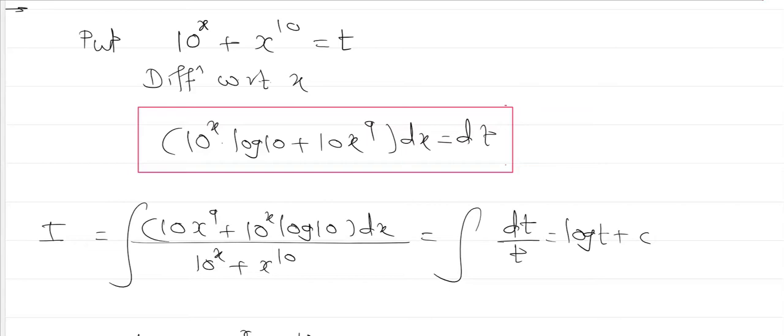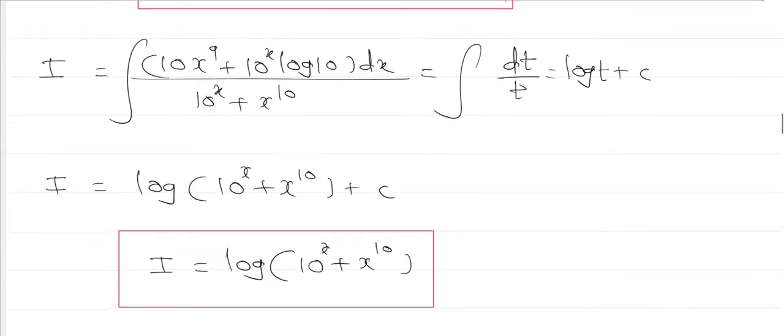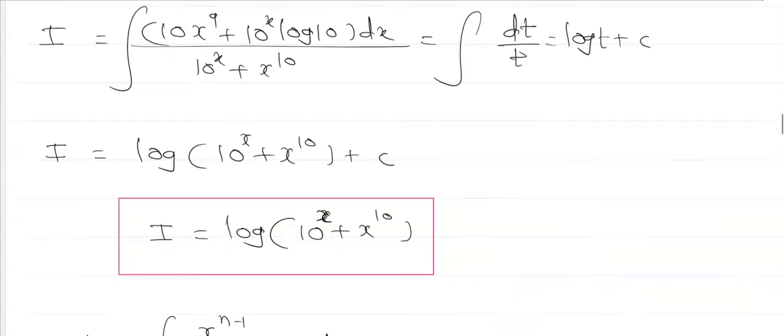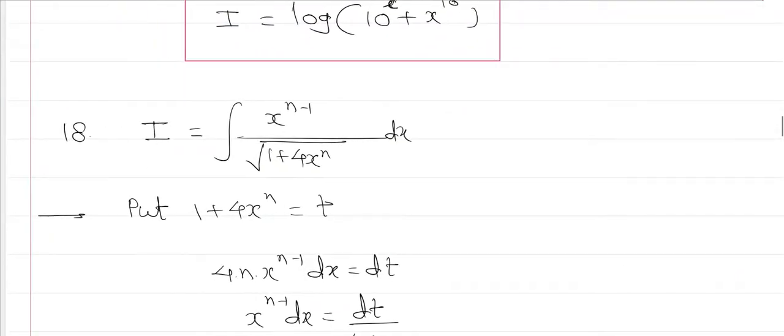Now the integral of dt upon t is the log of t plus c. Then we'll replace the value of t, which is 10 raised to x plus x raised to 10, plus c, and this is the answer. I will write this x again in a very proper shape. Now the next problem number 18.